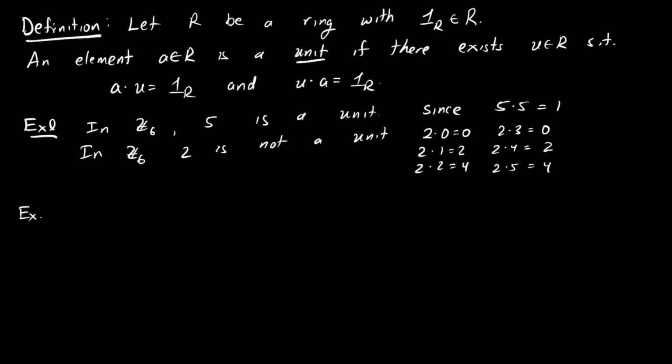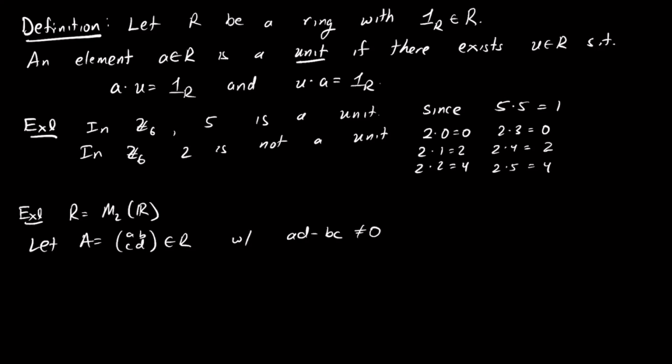Well, consider the ring of 2 by 2 matrices over the reals, M2(R). I'm going to say let A be the matrix [a, b; c, d] in M2(R) with ad minus bc not equal to 0. So we'll assume that the matrix is invertible. I can define the matrix U to be 1 over ad minus bc times [d, -b; -c, a].